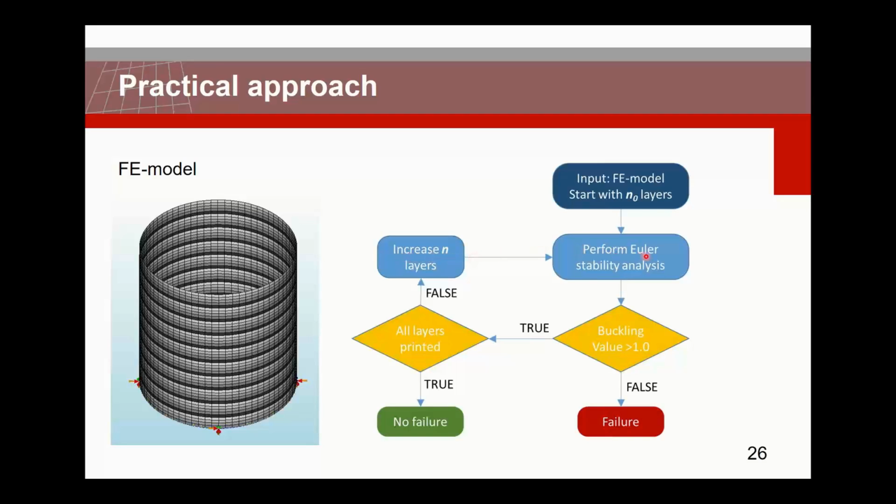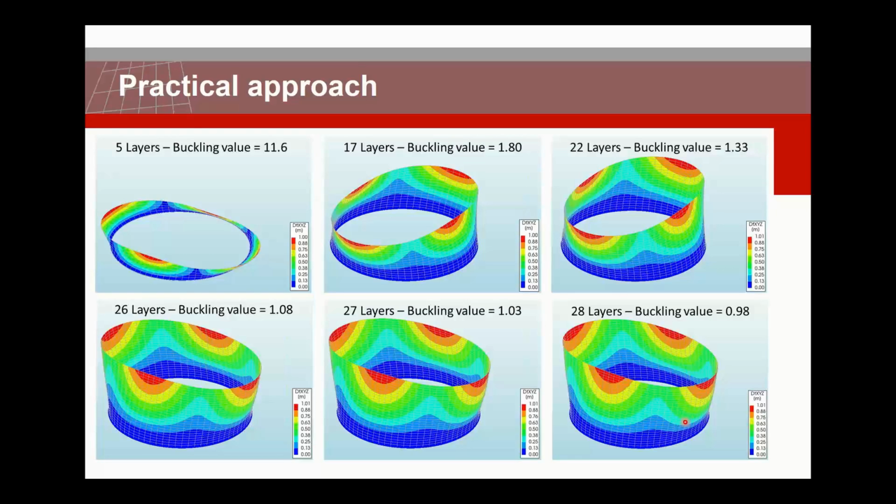So indeed, we increase the number of layers, and we then perform again the Euler stability analysis. And then we check whether the buckling value is larger than 1. And if it is, we can check if all the layers are printed. And when that is true, we don't have failure. If it's lower than the buckling value of 1, then it's false and we have failure. That's the procedure we're going to try.